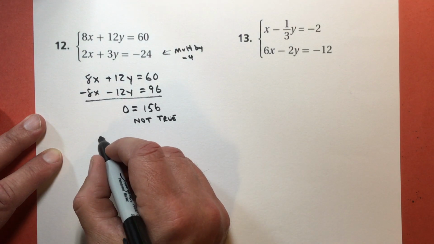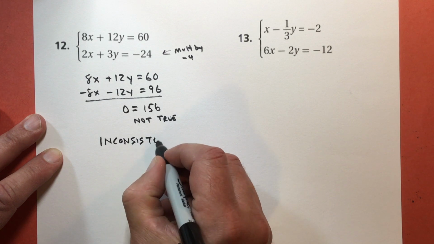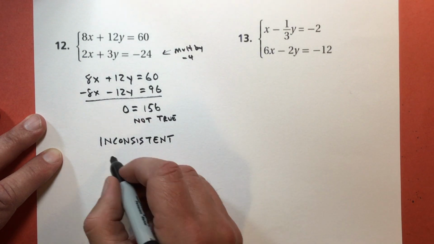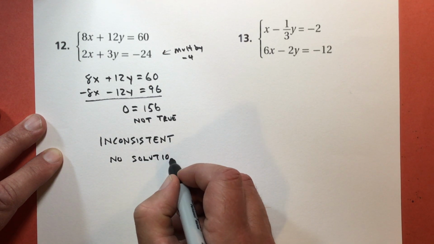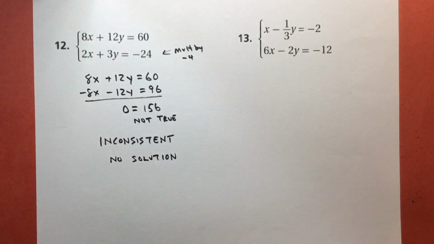So this is inconsistent. This is what happens when you make these at your home. And there are no solutions. So just like last time, these two lines are parallel.